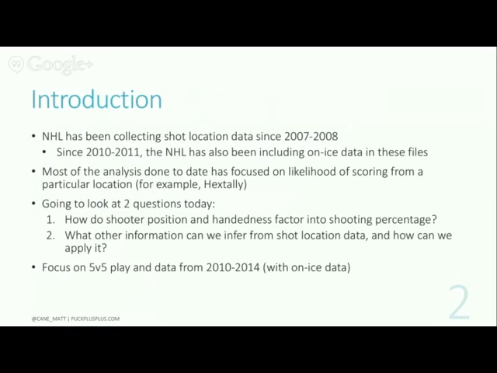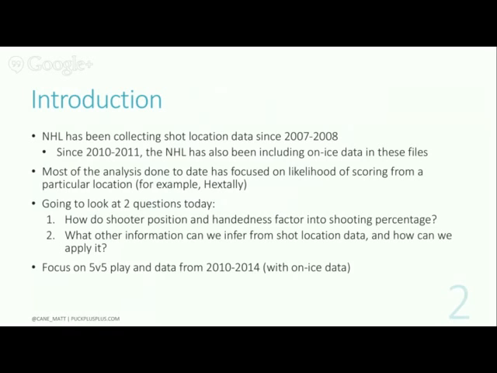So I was hoping to build off of that and look at 2 questions today. The first is, what other factors can we look at in terms of shooting percentage and shot location data that give us a bit more information about how likely a shot is to go in? Specifically, I'm going to look at the shooter's position, so whether it's a forward or a defenseman taking the shot, as well as the shooter's handedness, so whether a player is shooting from their on-hand or their off-hand.